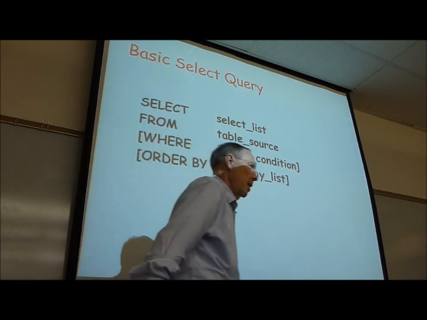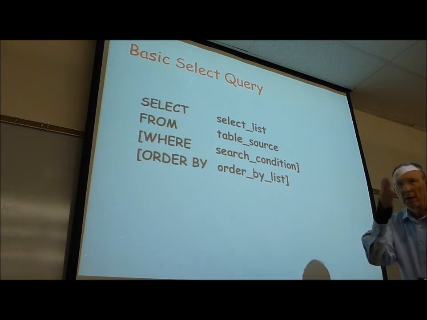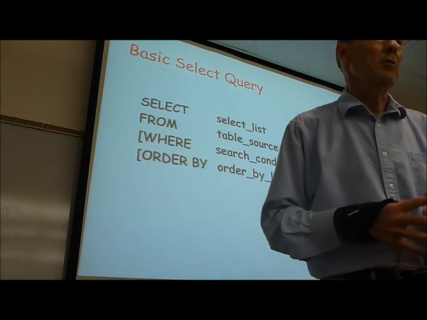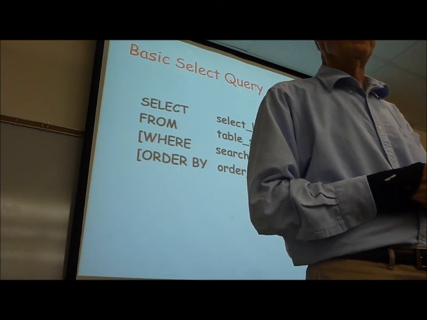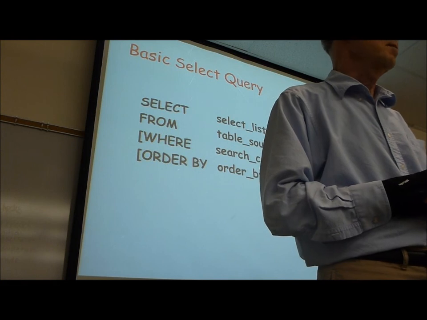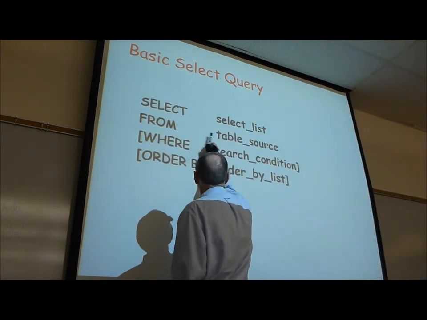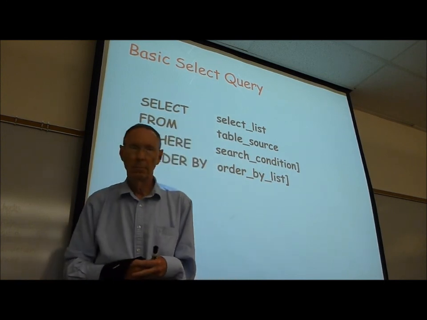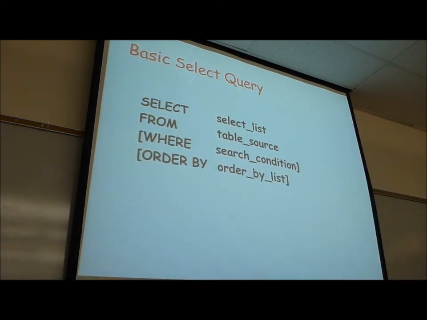It's really going to be what do I want from that table. And of course, it's going to be something regarding the columns in that table. Which columns do I want? And I'll have a comma separated list of columns. And then I've got to say, which table did I get that from? Those first two are required.